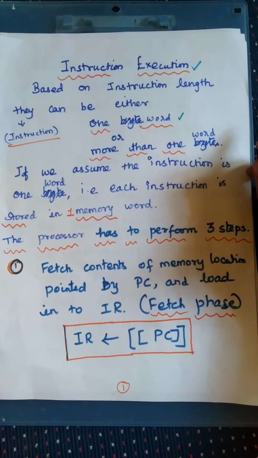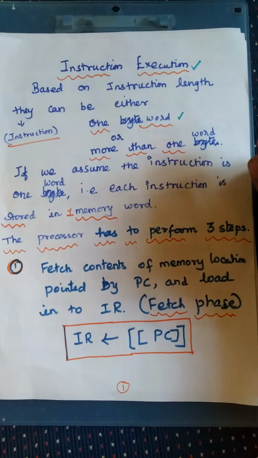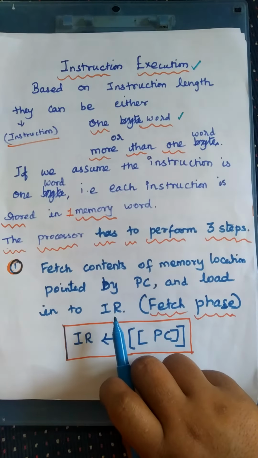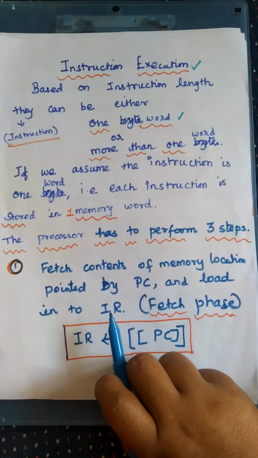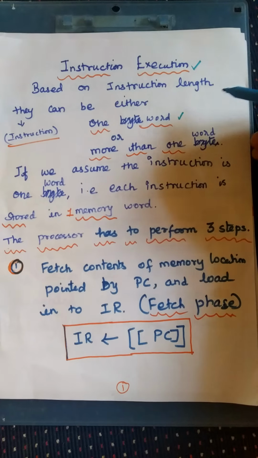The instruction execution has two phases, fetch phase and execution phase. First, we have to fetch the instructions from the memory locations and then it must be executed. So we have two phases. Now we'll look into the instruction execution elaborately.